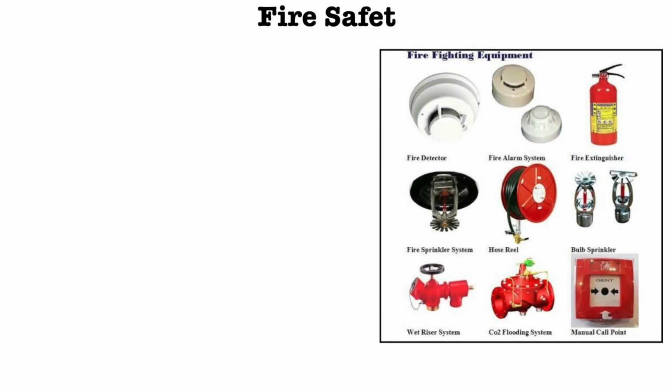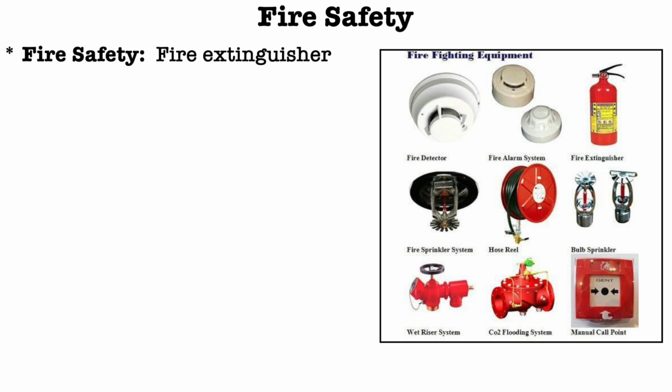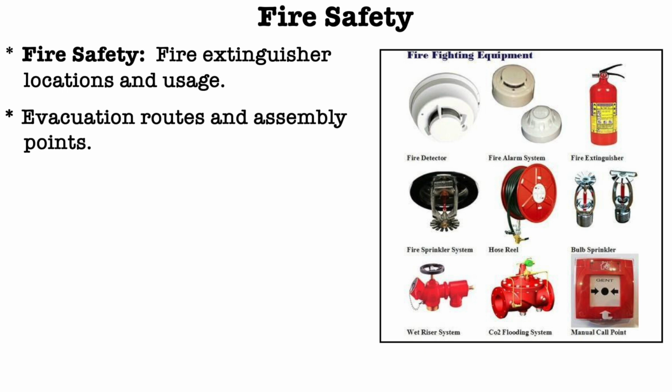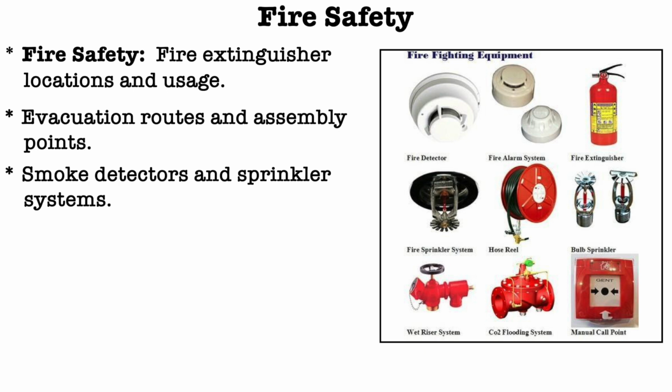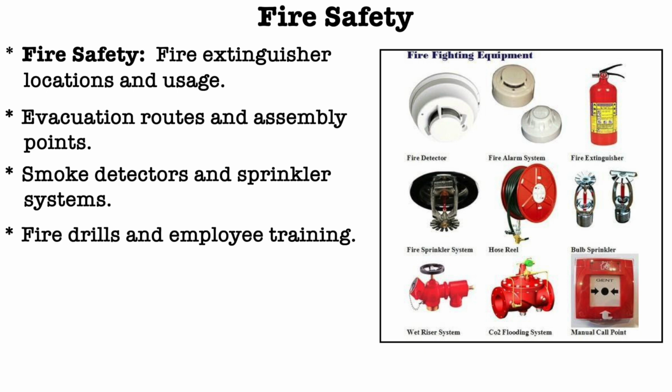Next, for fire safety, the essential elements include that fire extinguisher locations and their uses should be properly maintained and trained. Evacuation routes and assembly points should be there. Smoke detectors and sprinkler systems should be adopted in any hazardous or fire hazard places. Next, fire drills should be done within 6 months or within 12 months, once in every workplace, and employee training also should be there in every workplace.